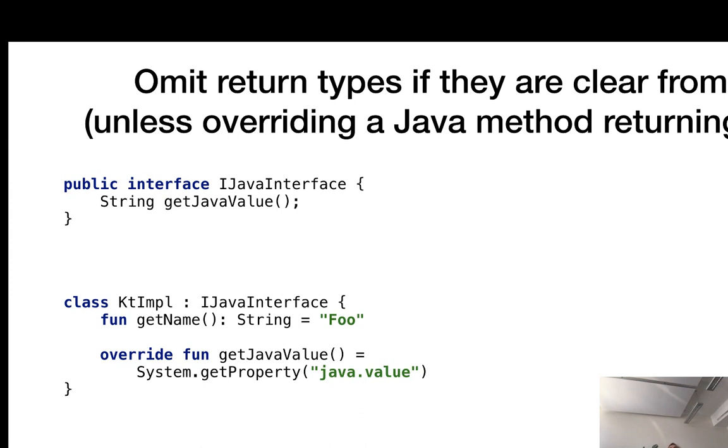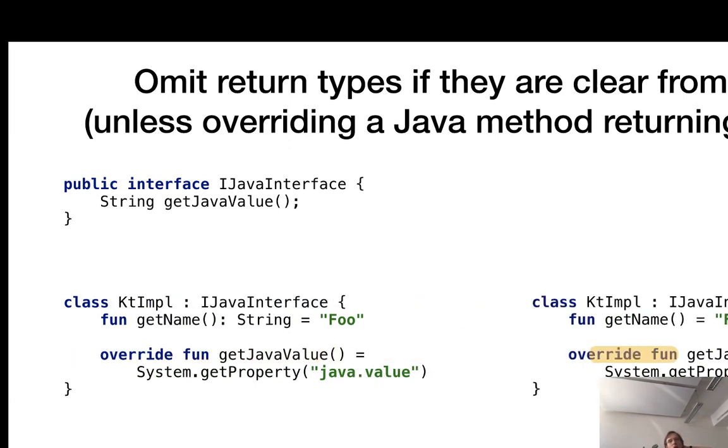The next thing that I'm going to talk about is omitting return types. I've already mentioned functions with expression body, and in this case we have a Java interface and a Kotlin class that implements this interface. One function it defines by itself, and another function it overrides from the Java code. In this case, I have specified the return type for the pure Kotlin method, and I have not specified the return type for the Java method. And this is actually exactly the wrong way to do this.